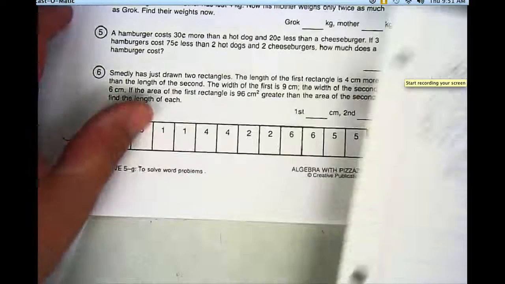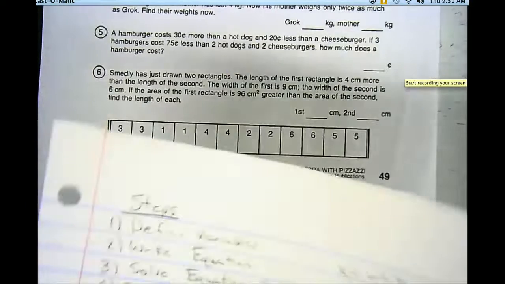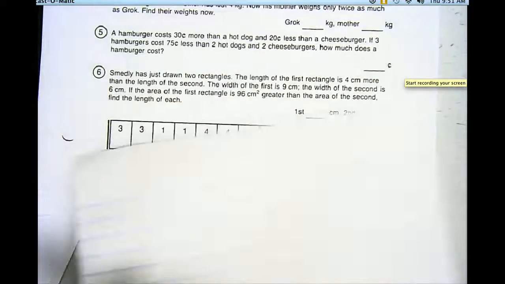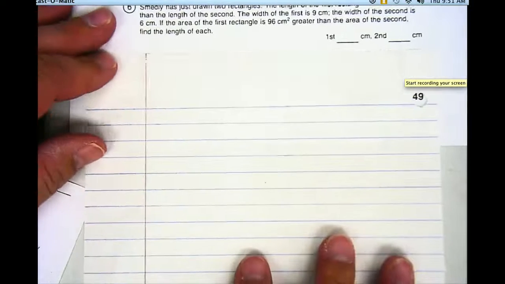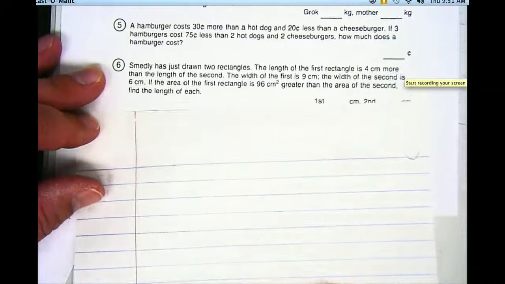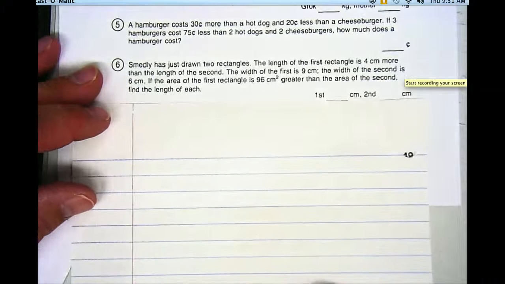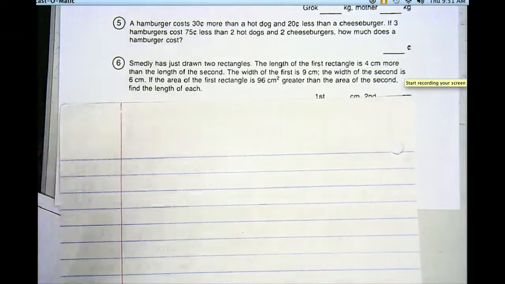So when I do number 6, I'll put it on the other side of the paper. The first thing I have to always do is define the variables. And after I define the variables, I have to write an equation. That usually comes from the second sentence, or the second part of it. The first part is where I define the variables, and the second part is where I actually write the equation.